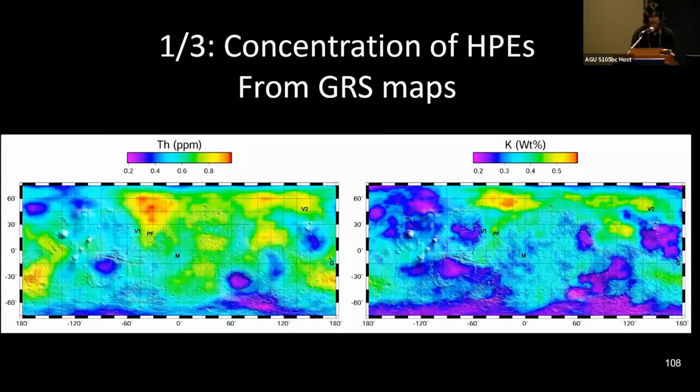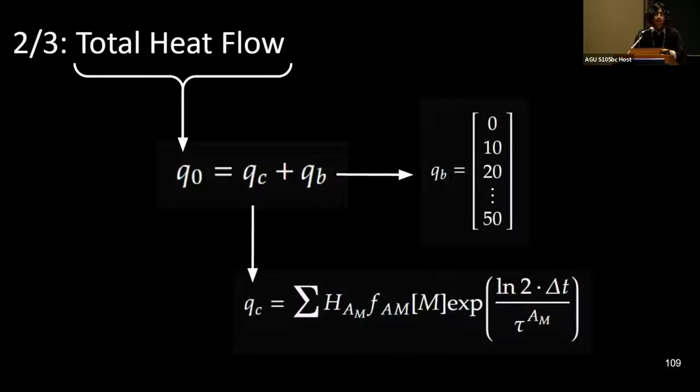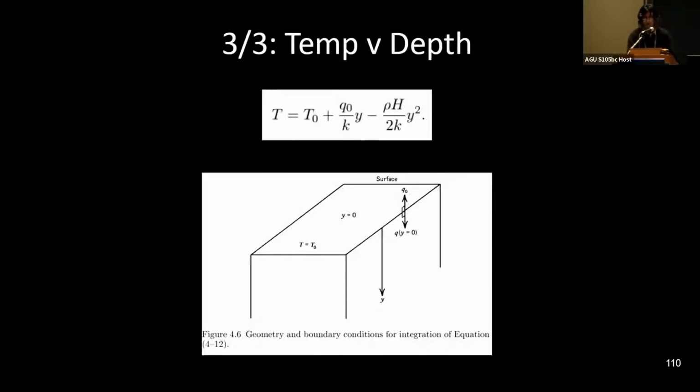To calculate this, first we get a location from the GRS maps of these radiogenic heat-producing elements. We calculate total heat flow in this region. Q_C is crustal heat flow from these heat-producing elements. This will be a function of temperature and a function of time and position, specifically around that crater. For basal heat flow, this will be just a parameter sweep from about 0 to 50, because we don't know how active the mantle was at the time of the formation of, let's say, Henry crater. So we're just doing a parameter sweep.